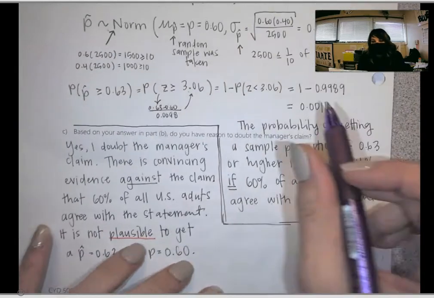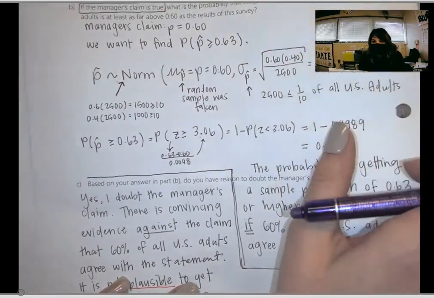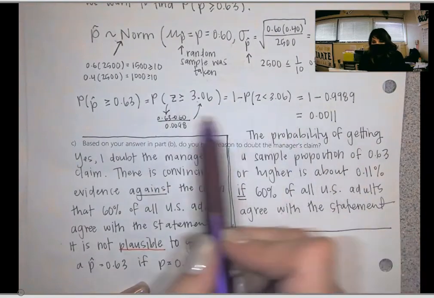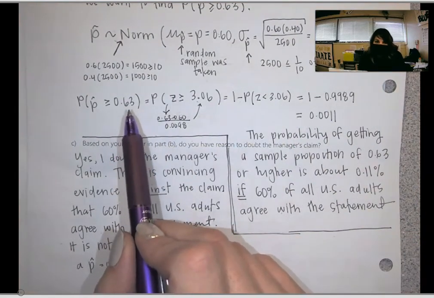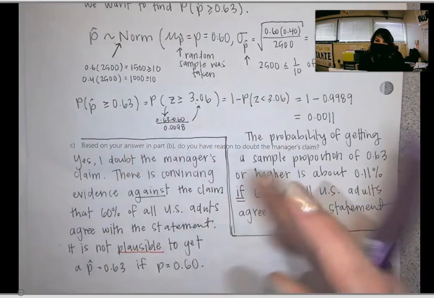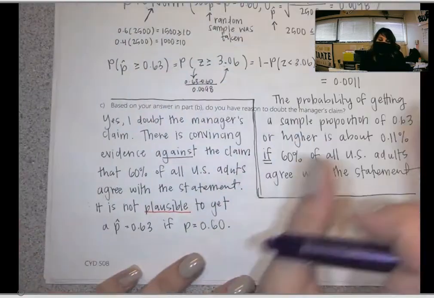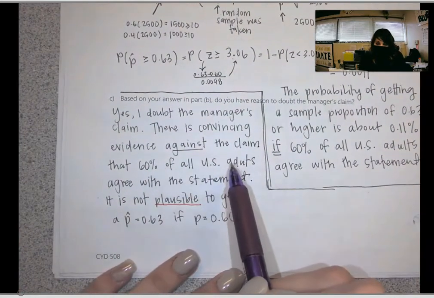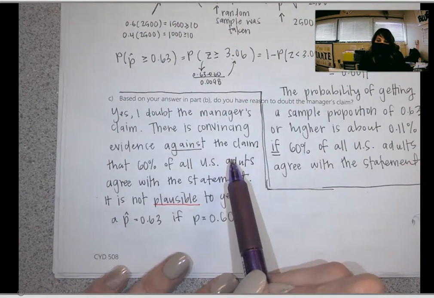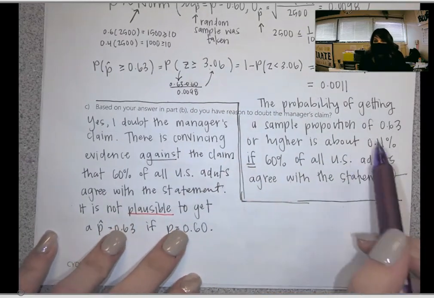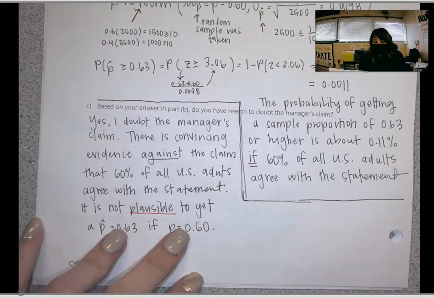It's more likely that the claim is not true than that we were just unlucky enough to get a sample value of 63 or higher. So we doubt the manager's claim because if his claim is true, the probability that we would get the sample that we got is less than 1%. That's way too low.